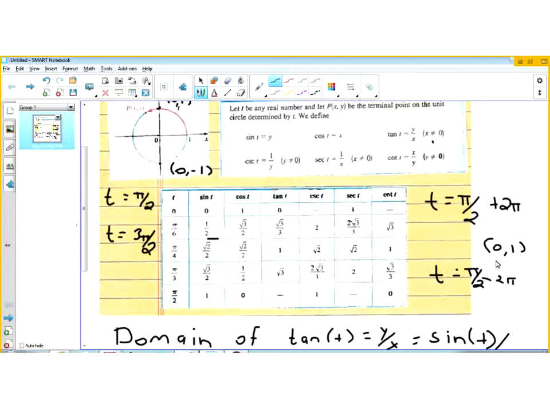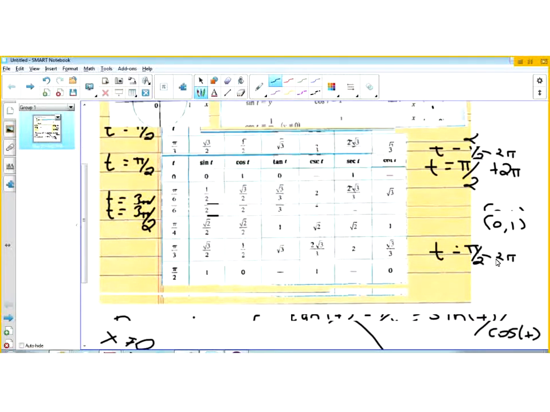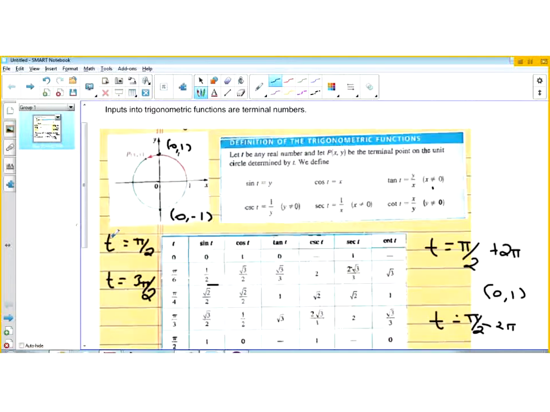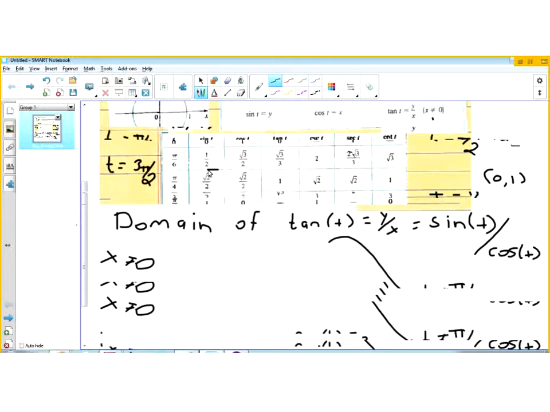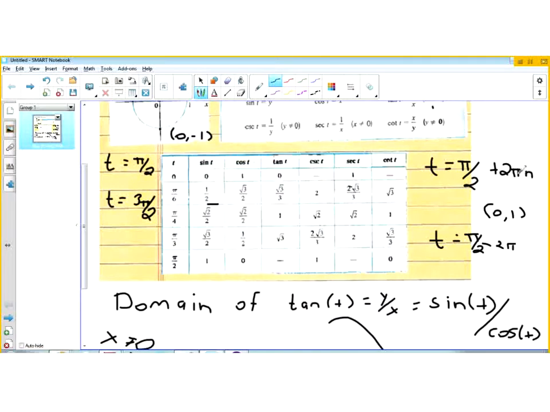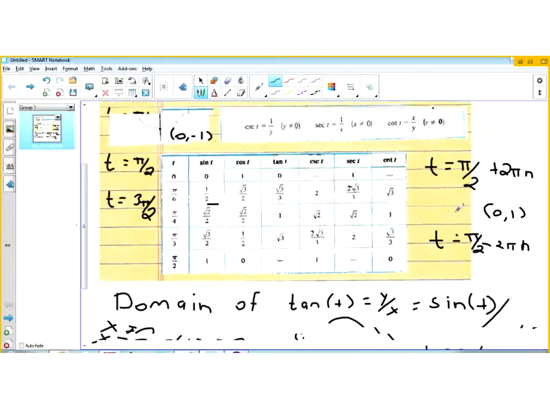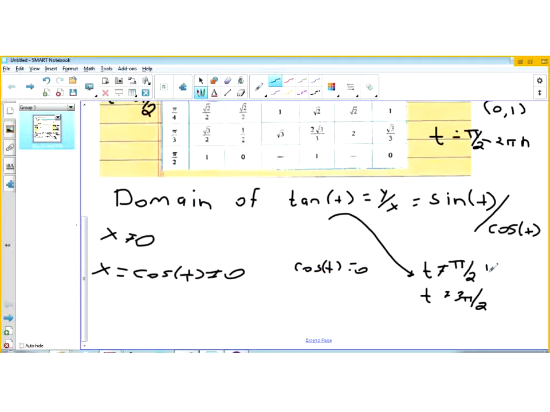So I could play these kinds of games. And the same holds true with 3 pi over 2. I can add 2 pi to 3 pi over 2 or subtract 2 pi from 3 pi over 2. As a matter of fact, I can add any multiple of 2 pi, well, 2 pi n, where n is an integer. I can add or subtract any multiple of 2 pi to pi halves, and those would be forbidden values for t. And then I can add or subtract any multiples of 2 pi.